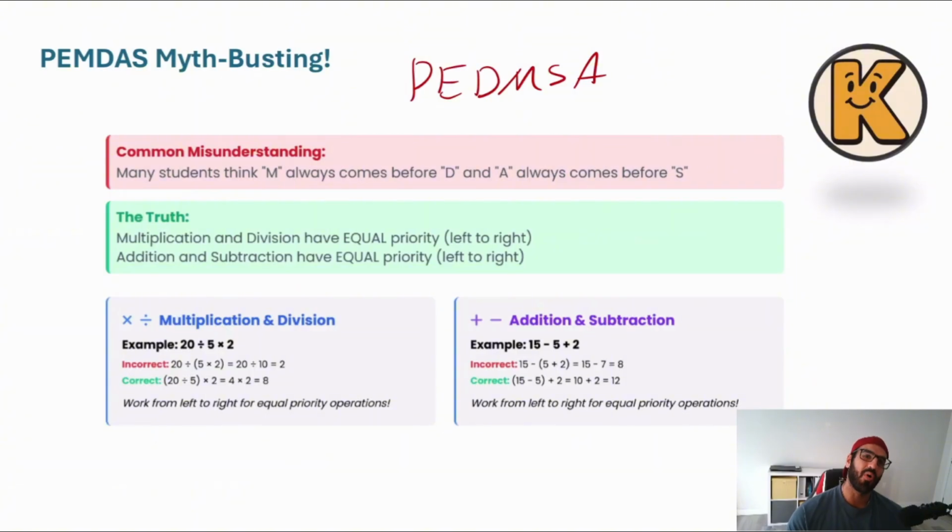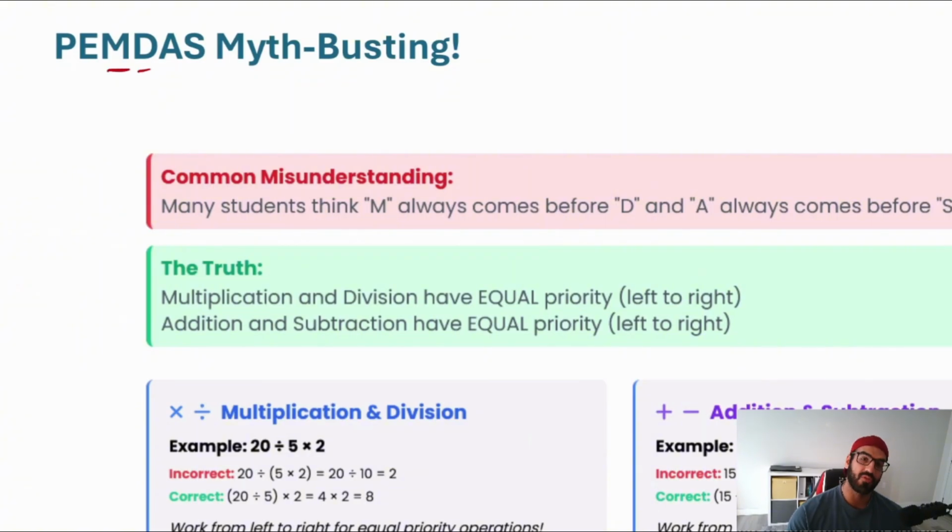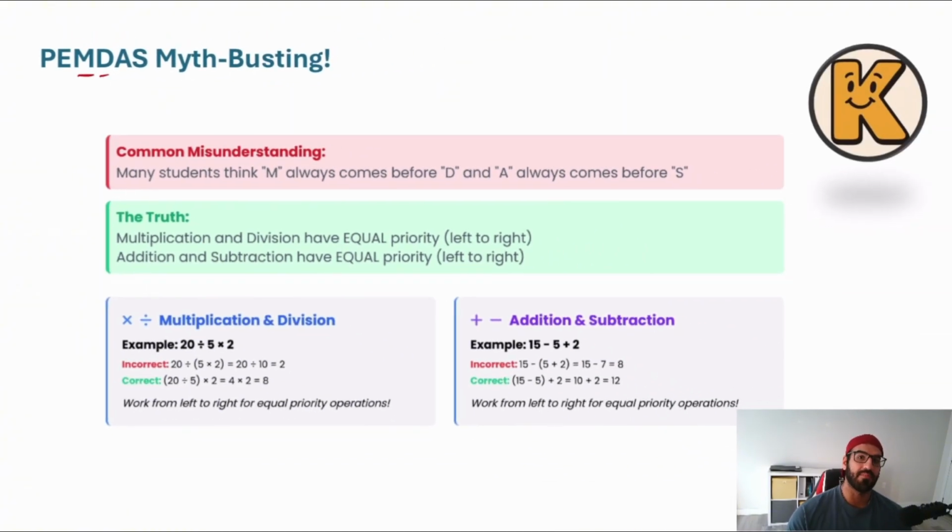Otherwise it is so hard to remember. The only reason they came up with this is so that you can memorize it better and faster. So it doesn't matter if M comes before D. It doesn't necessarily mean that multiplication has to be done before division, or addition before subtraction. No, it doesn't matter. Whatever comes first from the left side.